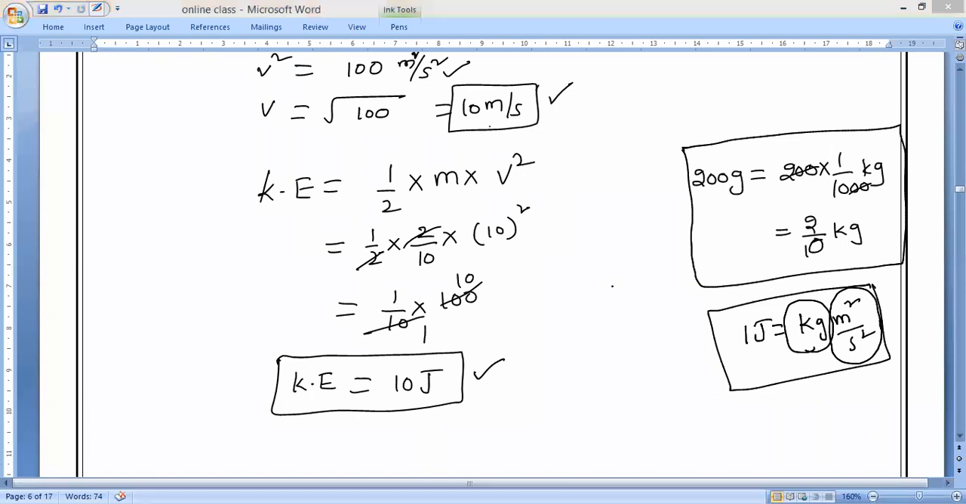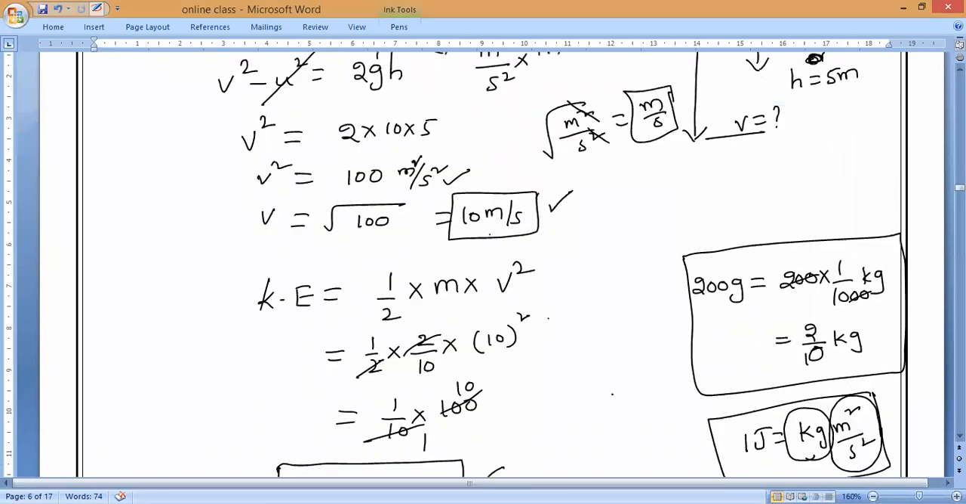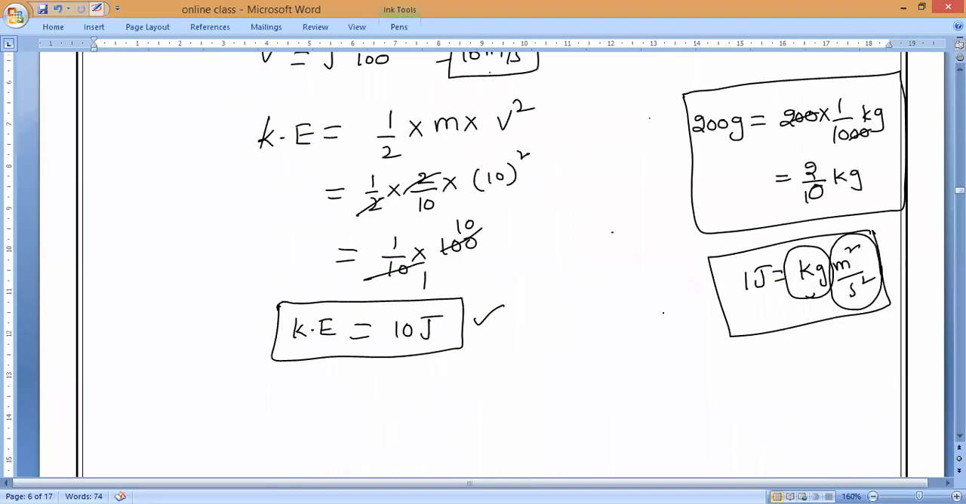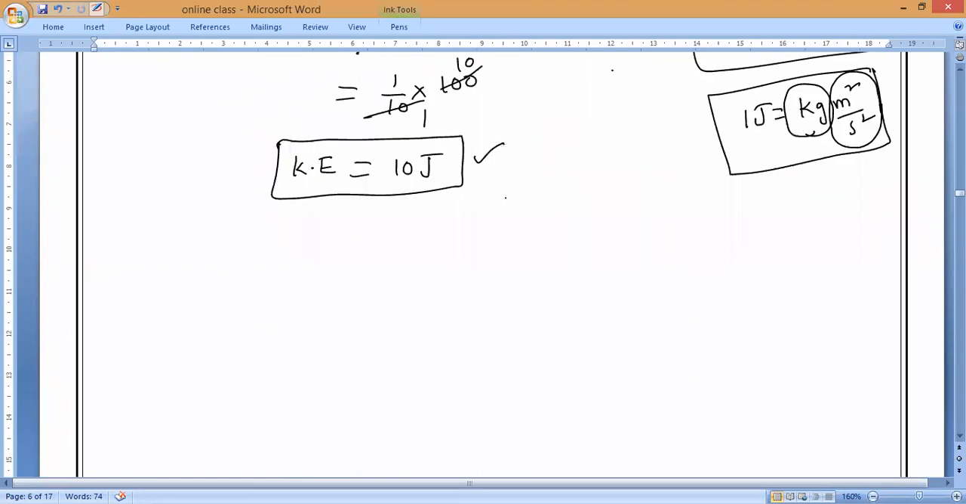Sir, if we calculate the potential energy, it is also coming 10 joules only, sir. 10 joules only, that is what I said. But by the time we have to use what? The law of conservation of energy. We have to write that statement. Very good. Look into the board, here you can see.